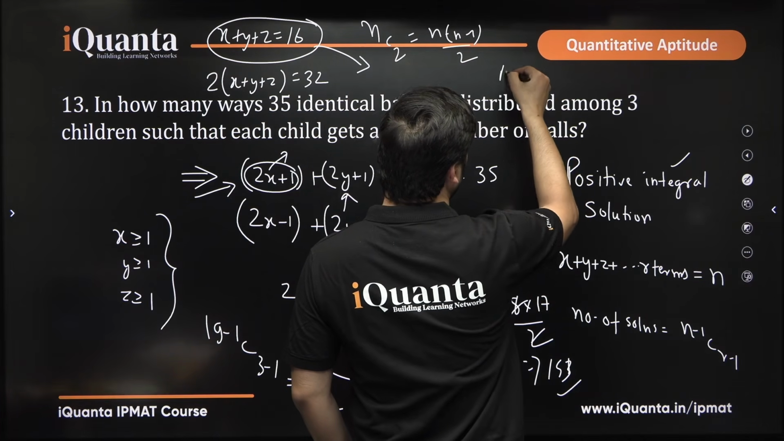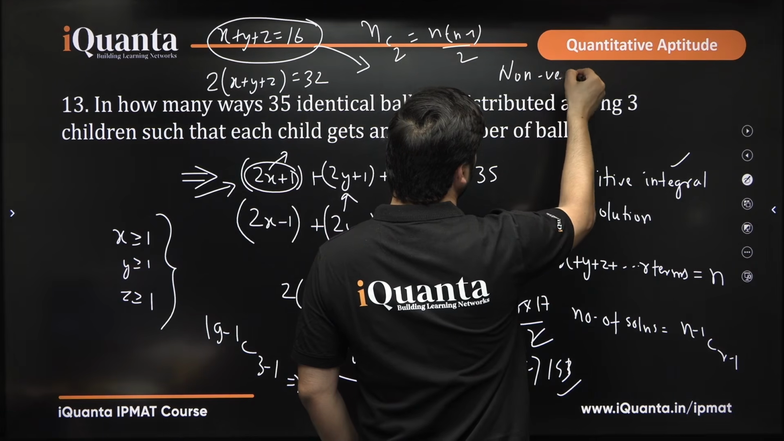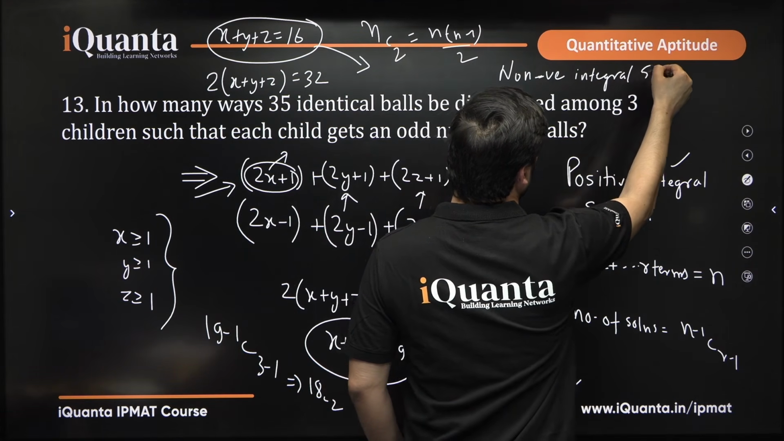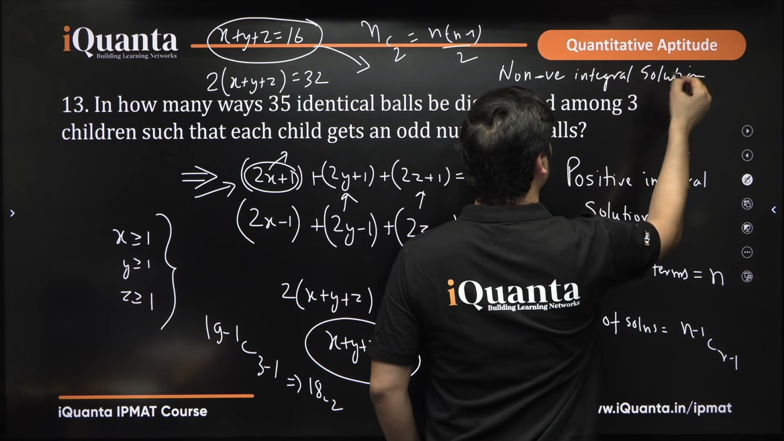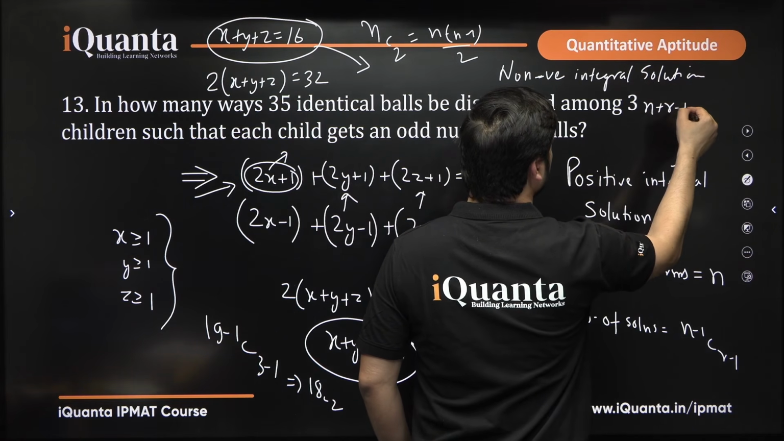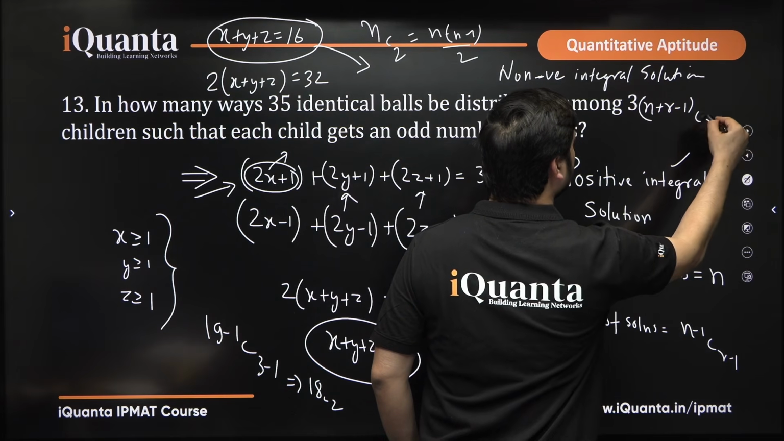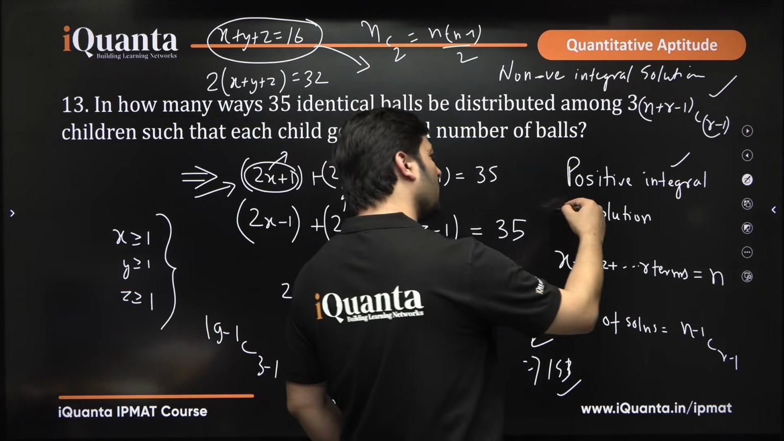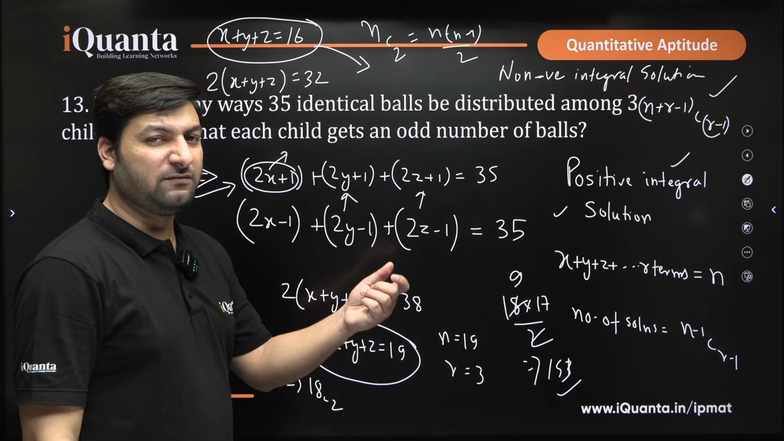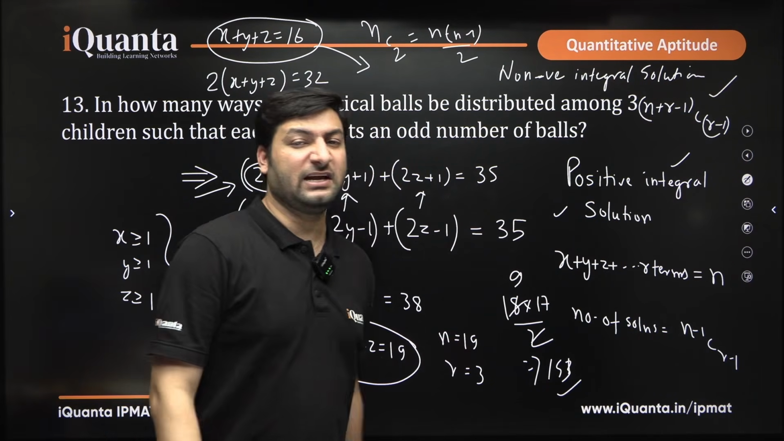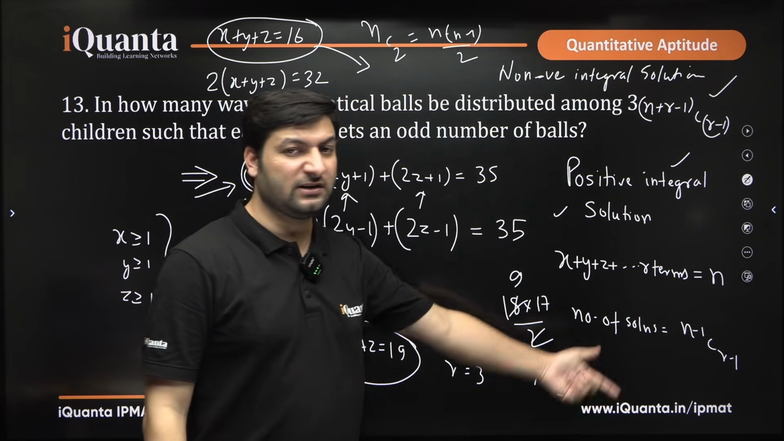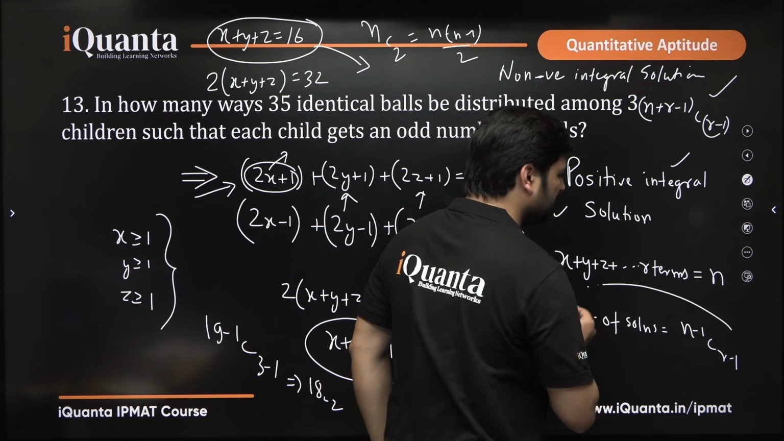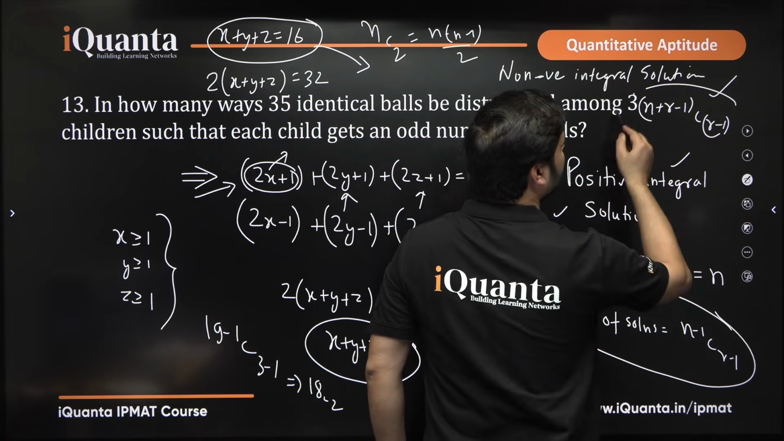Let me write it over here: non-negative integral solutions equal n plus r minus 1 c r minus 1. So, when 0 is included, you will use this to find the total number of solutions. When the minimum value that the variables can take is 1 or more, then you have to take positive integral solutions, because 0 is not counted in positive. That is the reason here the formula is n minus 1 c r minus 1, and here it is n plus r minus 1 c r minus 1.